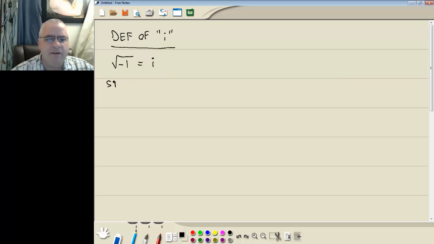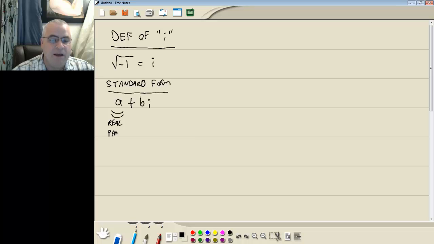Now we also have something called standard form, which is of this form, a plus bi. And a and b are typically numbers. So you've got a real part and you've got an imaginary part. Even if it doesn't say it, you should always try to write it in standard form, where you have your real part separate from the imaginary part.